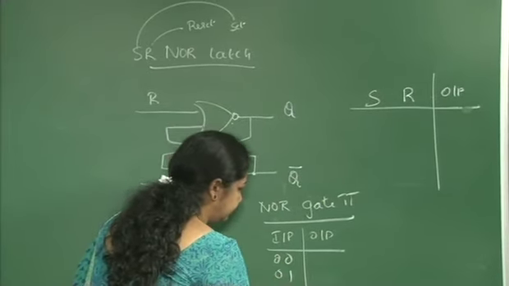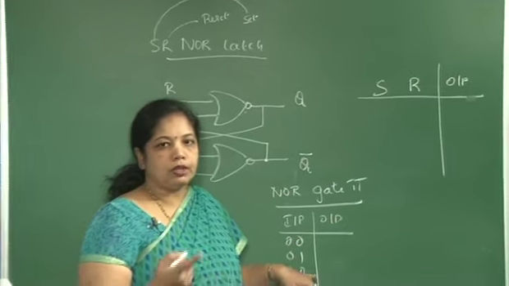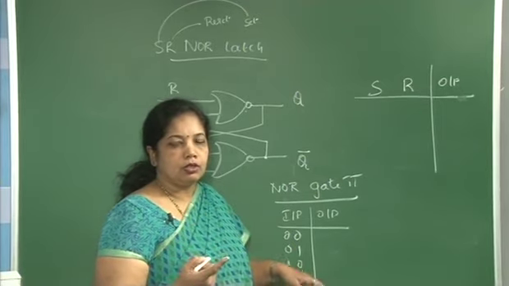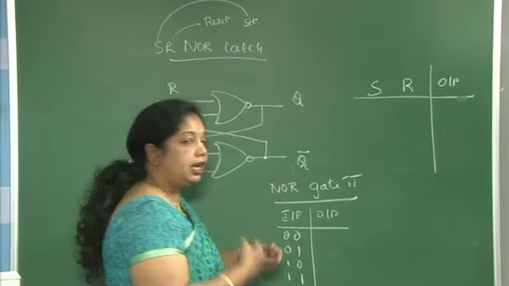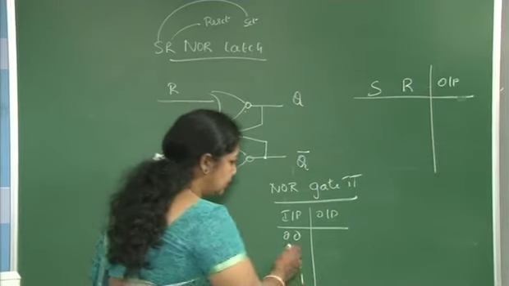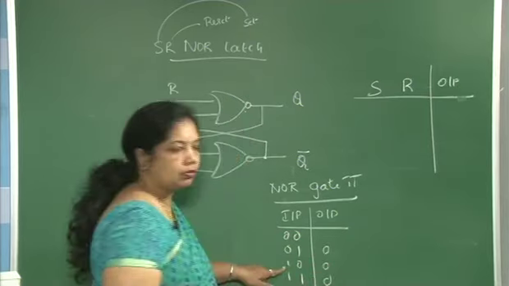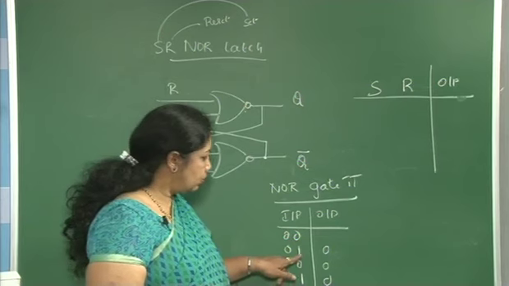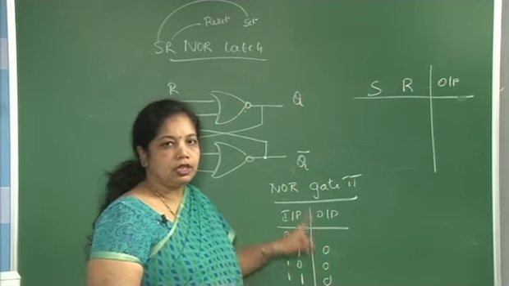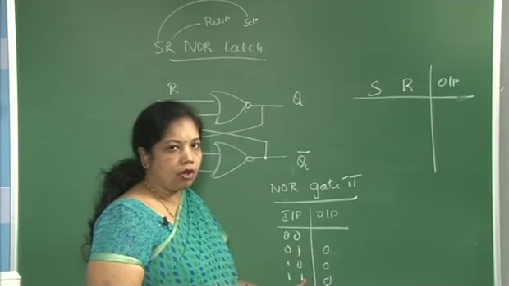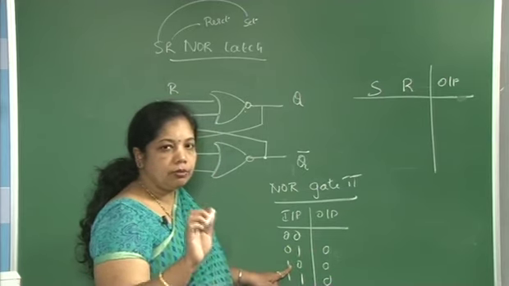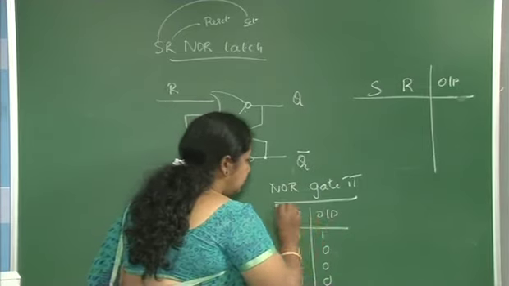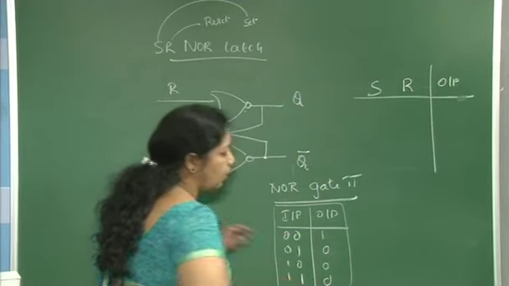As we know, in an OR gate, if any one of the input is 1, my output will be 1. It is the reverse now in the NOR gate. If any of the input is 1, my output will be 0. NOR is the complement of OR. So, if both are zeros, my output will be 1. This is the truth table of the NOR gate.